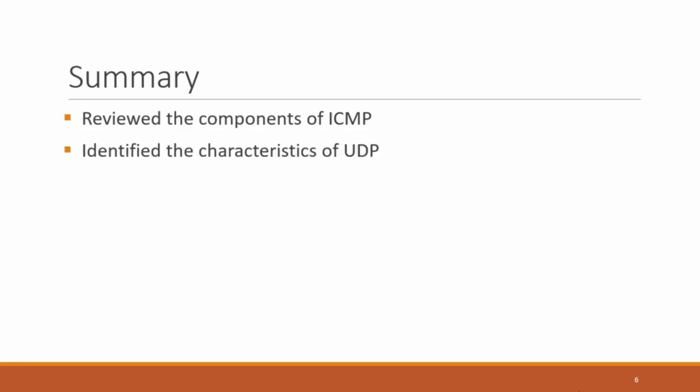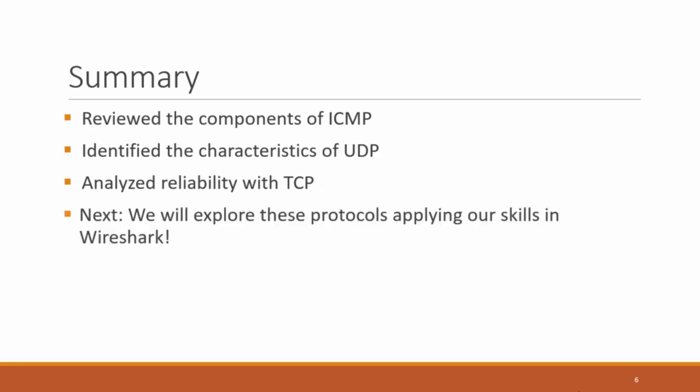We've looked at the connectionless protocol of UDP. Remember, UDP, no guarantee of delivery, like our mail system. We closed out the session by briefly looking at the reliable and connection-oriented protocol, TCP. Remember, TCP primarily is what we're going to use when it comes to the majority of our analysis. Most of the traffic will be under the TCP protocol. Next, we will explore these protocols, applying the skills we've learned in the tool Wireshark.